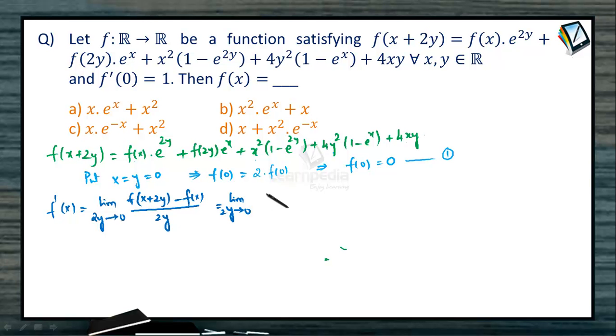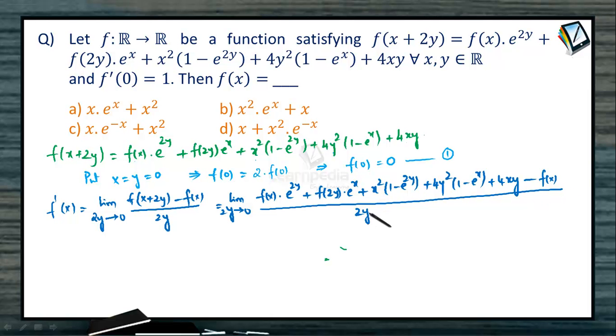What is f(x + 2y)? f(x)e^(2y) + f(2y)e^x + x²(1 − e^(2y)) + 4y²(1 − e^x) + 4xy. This is the expression for (f(x + 2y) − f(x)) / 2y as 2y tends to 0. Now let us proceed to simplify this further. This would give us the limit as 2y tends to 0.